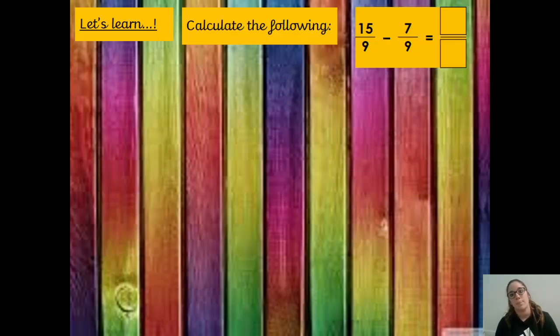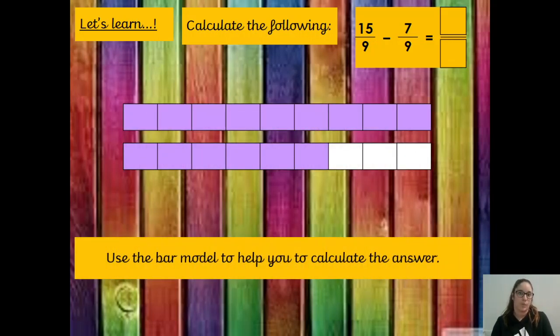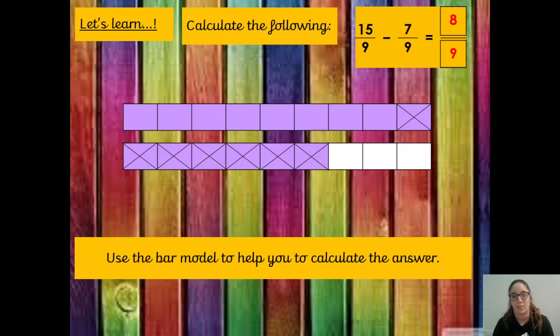What about this one? 15 ninths, take away 7 ninths. We've got 9 equal parts. 15 of them are shaded. We're going to take away 7. How many have we got left? We've got 8 left, so 8 ninths left.